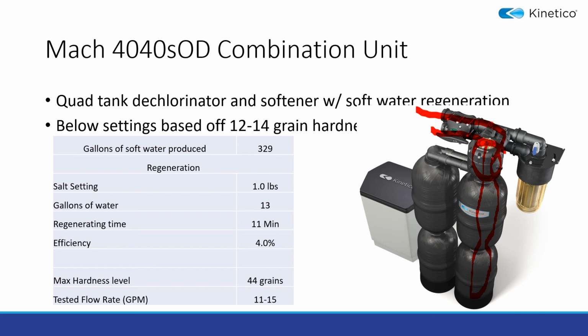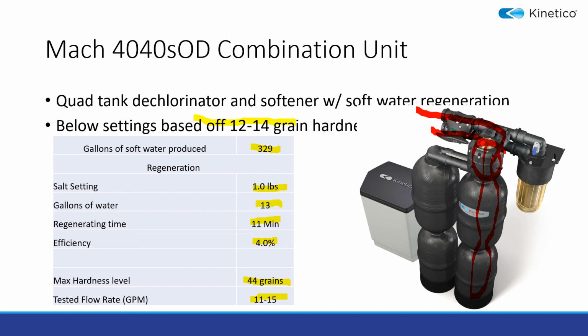Now, based off 12 to 14 grain hardness, the unit will produce 329 gallons of soft water. The unit will use 1 pound of salt to regenerate, 13 gallons of water, and 11 minutes. The efficiency setting on the unit is 4%. You'll see these numbers are very similar to the 2040 model. The only difference between the two is that you have the 2 additional tanks in the bottom for dechlorination. The max hardness level is 44 grains, and the certified tested flow rate is 11 to 15 gallons per minute flow.